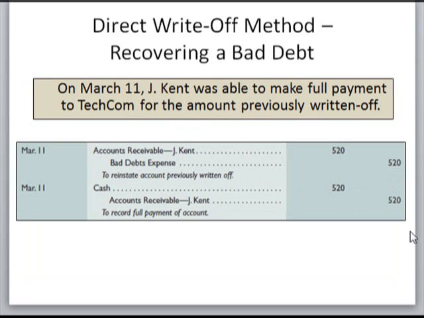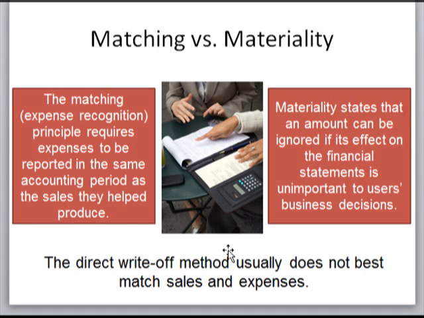If JKent decides to come back in and pay, because it would be the right thing to do, on March 11th, you reinstate that bad debt or that account receivable and remove the bad debt expense, and then debit cash and credit accounts receivable. For one thing, you have to remove the expense because it's being paid, and you're also creating a record of the fact that JKent did eventually come back in and pay.